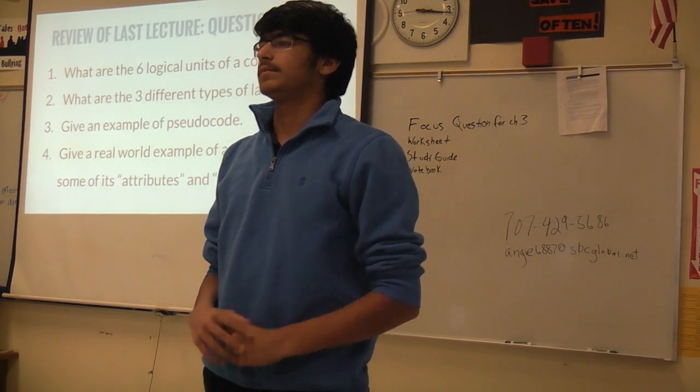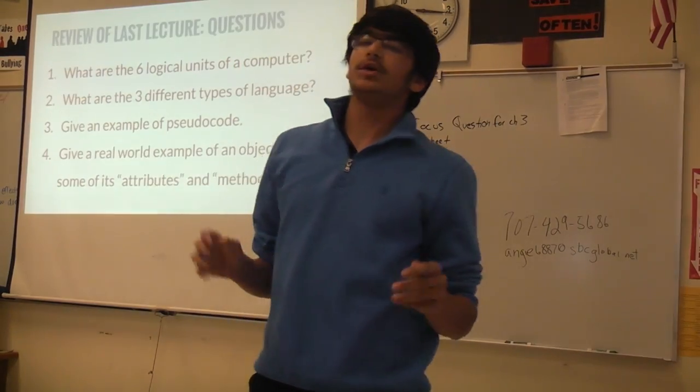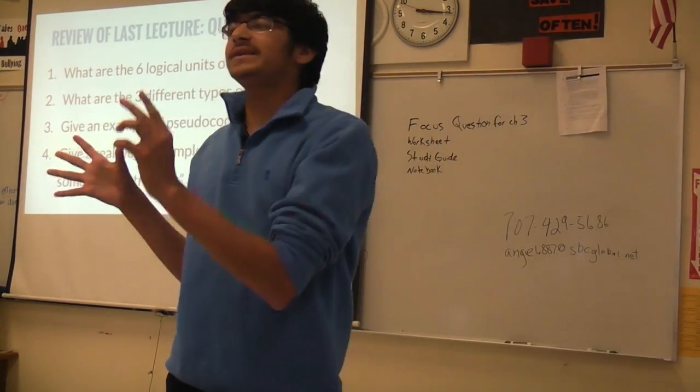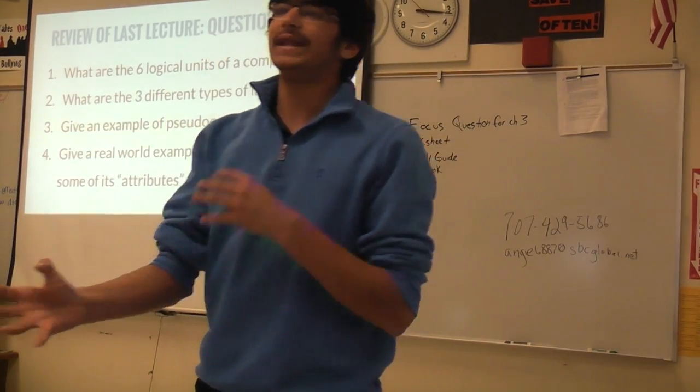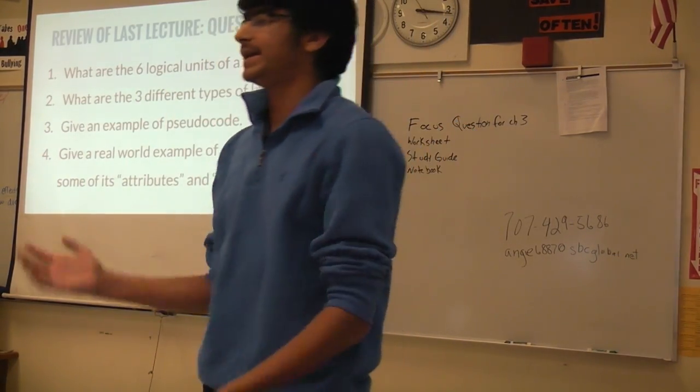If X is less than 5, show this result. Exactly. So the thing with pseudocode is it's a way to establish your logic. So you're not going to actually write any code, like specifically code. It's going to be like plain English.